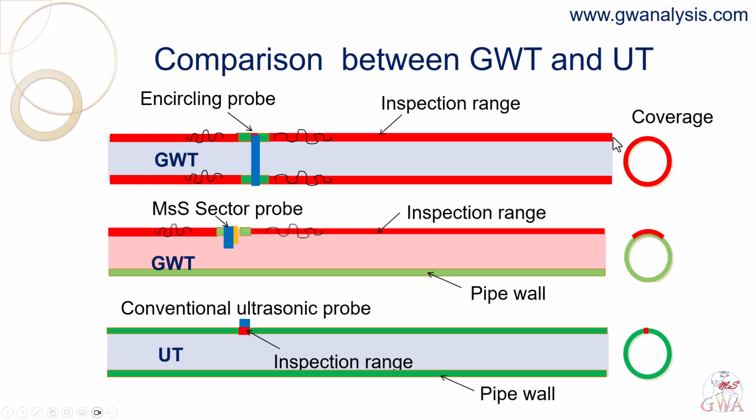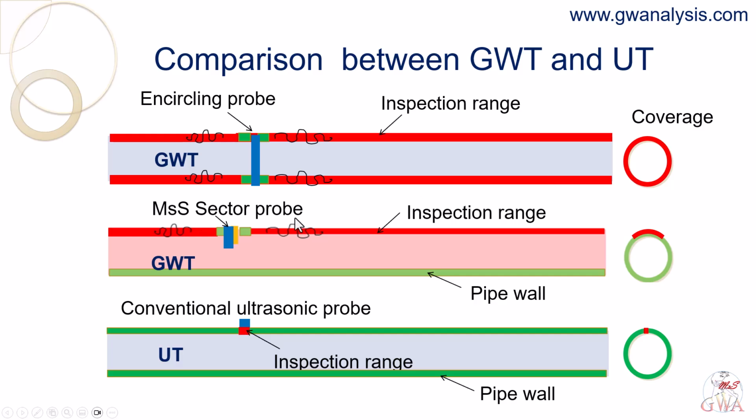Guide wave testing uses two different probes: an encircling probe and an MSS sector probe. The encircling probe covers the whole pipe circumference so that the guide wave fills the whole cross-sectional area and propagates. The coverage is the whole pipeline within the inspection range, shown with a red-colored area.